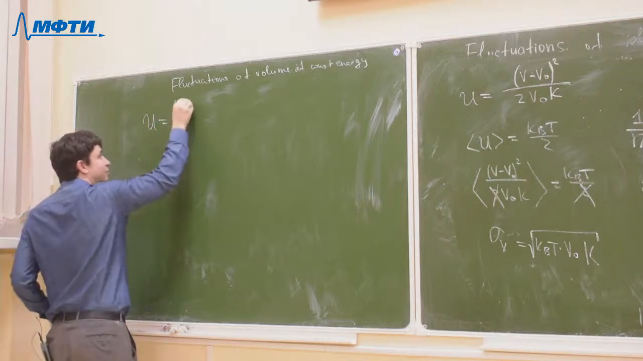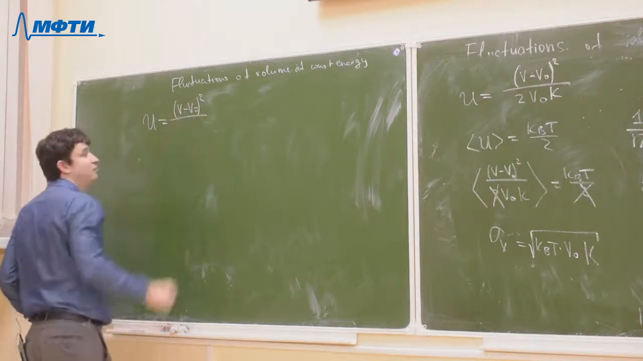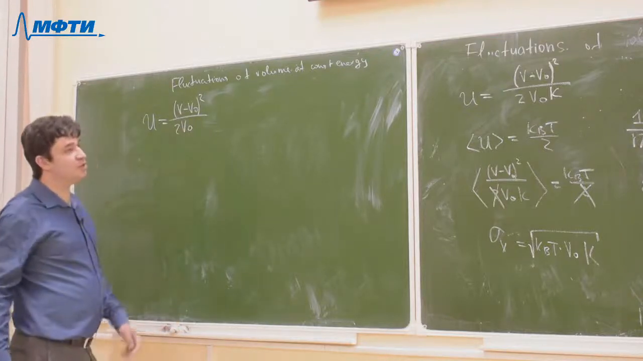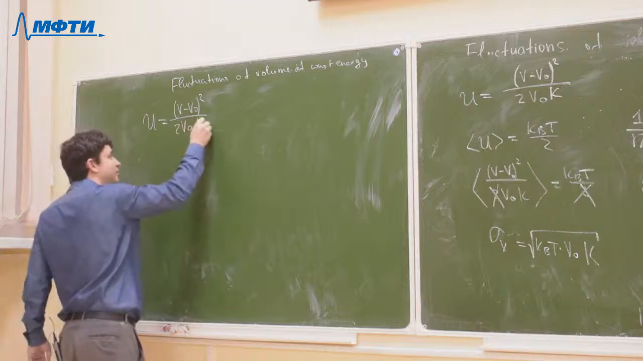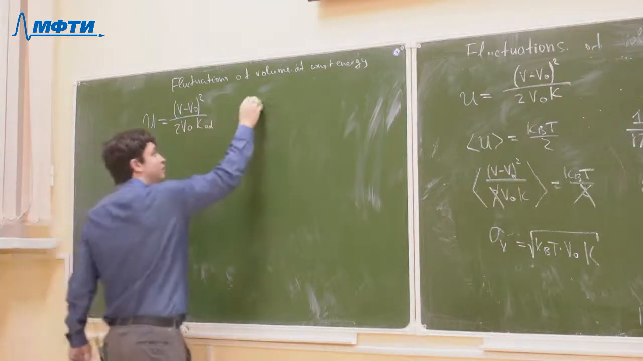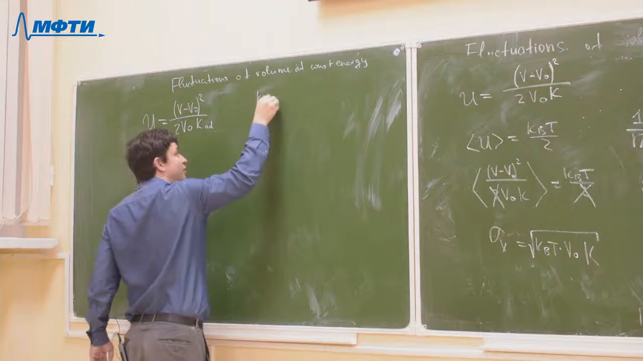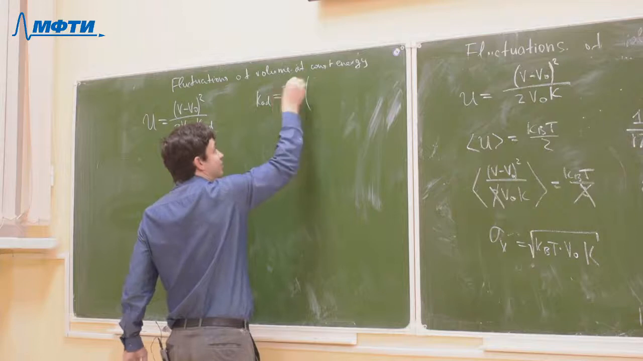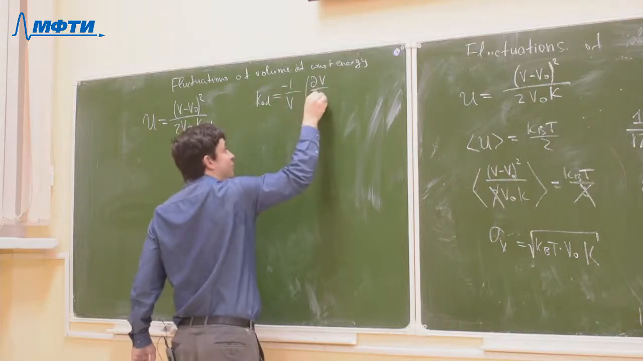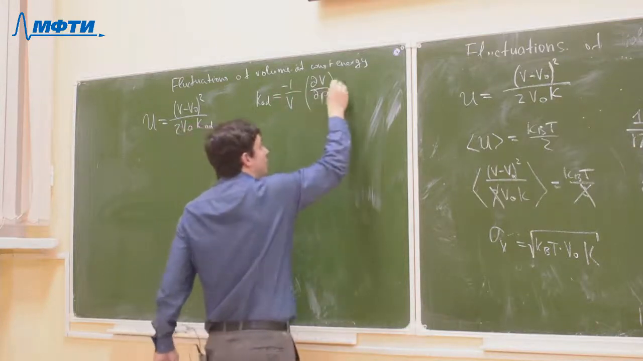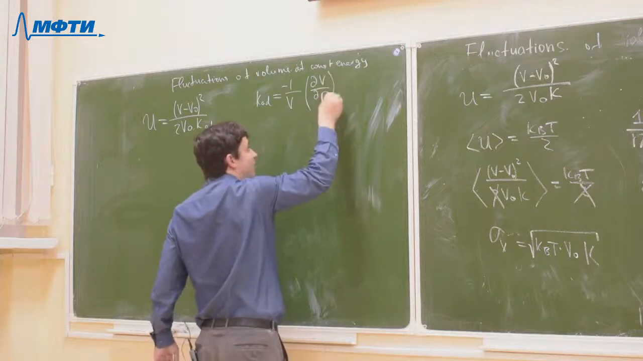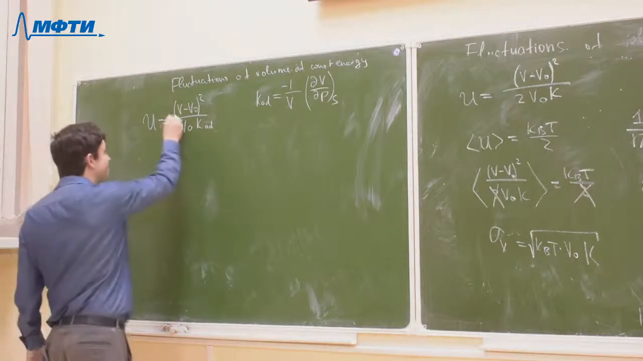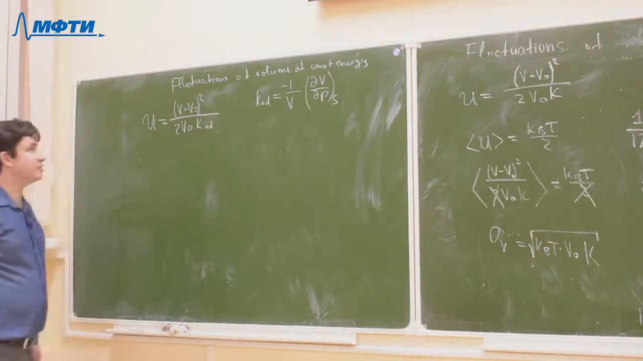Instead, with one exception, we need to replace the isothermal compressibility K with an adiabatic compressibility. So adiabatic compressibility is defined as 1 over V multiplied, again, by minus dV over dP at constant S, which corresponds to the adiabatic process.